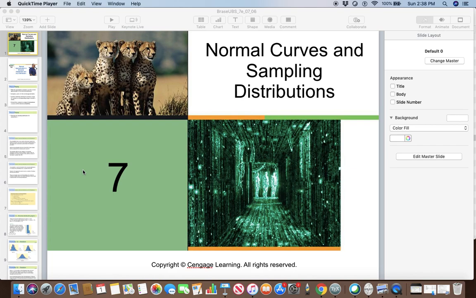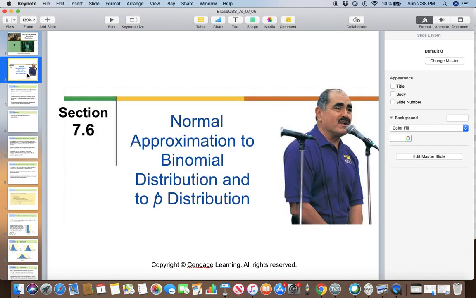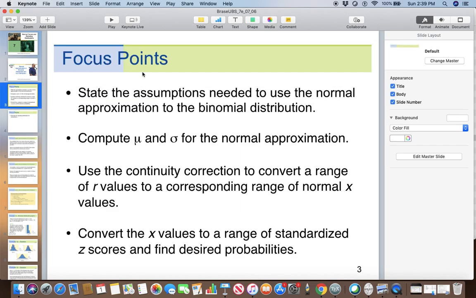Chapter 7, Section 7.6. Normal approximation to binomial distribution and p-hat distribution. Focus points. State the assumptions needed to use the normal approximation to the binomial distribution. Compute mu and sigma for the normal approximation.